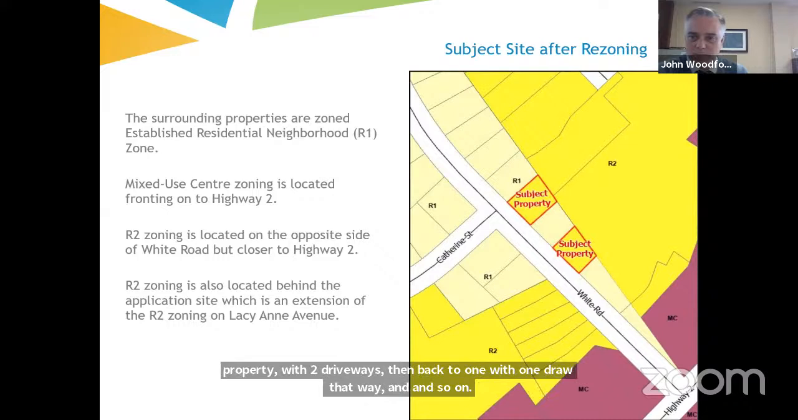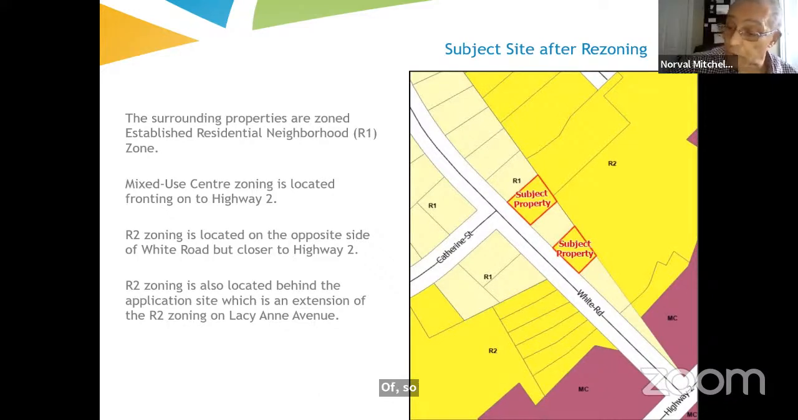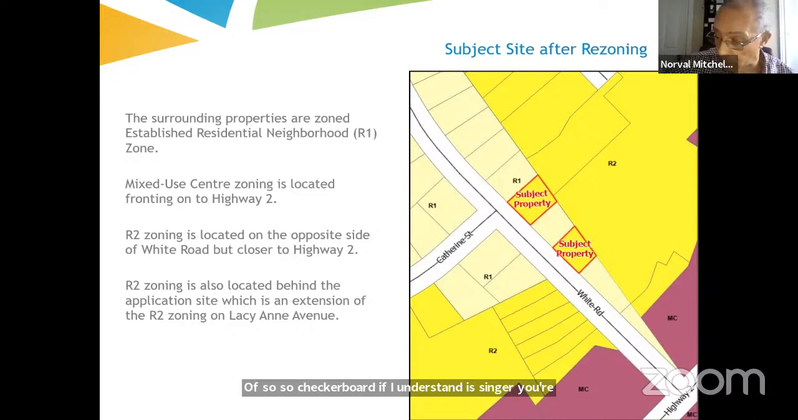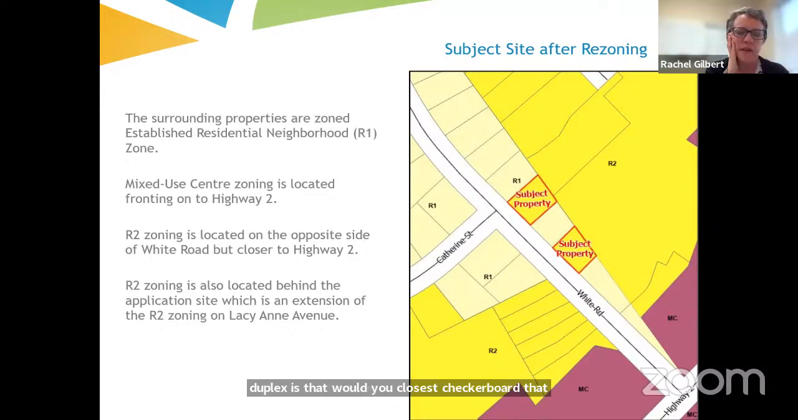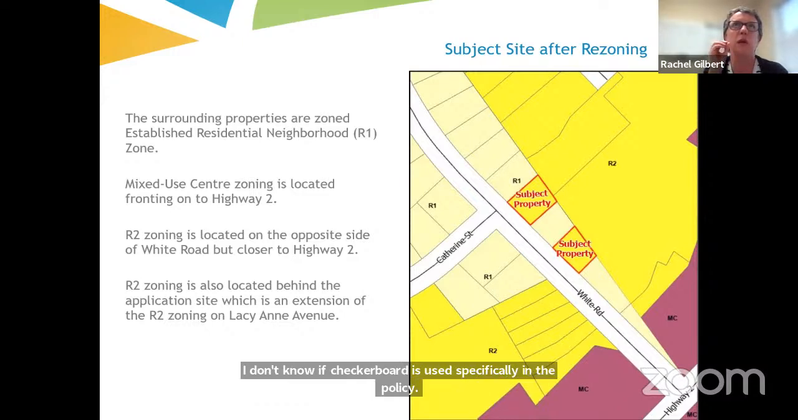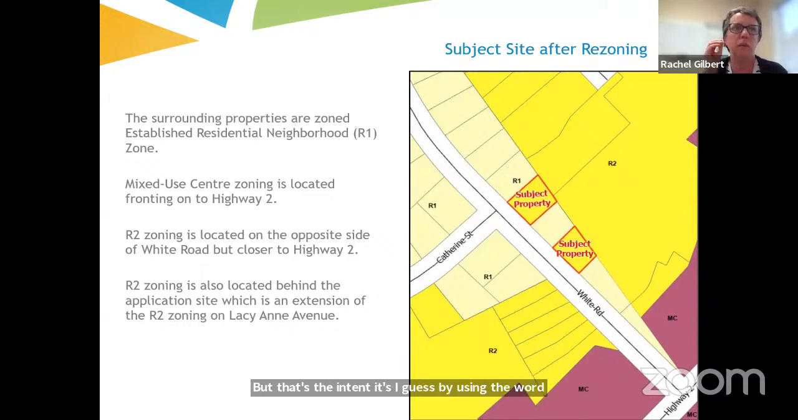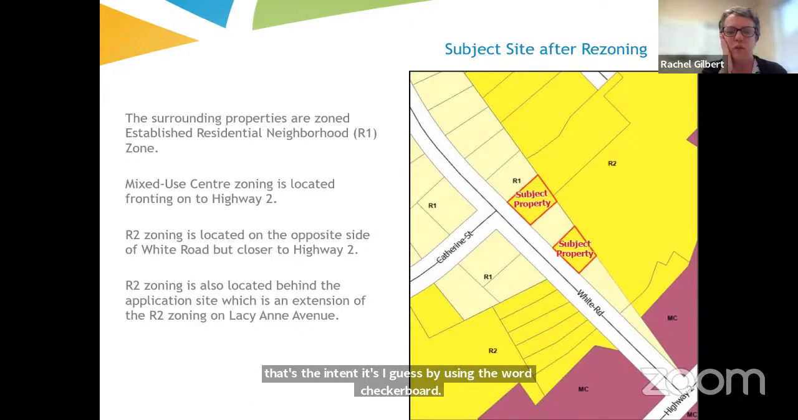So checkerboard, if I understand, is a single unit dwelling, then a duplex, then a single unit dwelling, then a duplex? Is that what you class as checkerboard? Through you, Mr. Chair, that's what we consider checkerboard. The wording of the policy talks about leapfrog and contiguous. I don't know if checkerboard is used specifically in the policy, but that's the intent. By using the word checkerboard, it gives you a visual understanding of what the policy is trying to achieve.